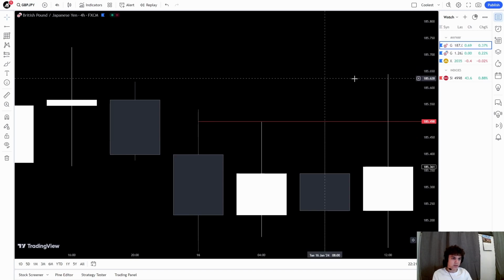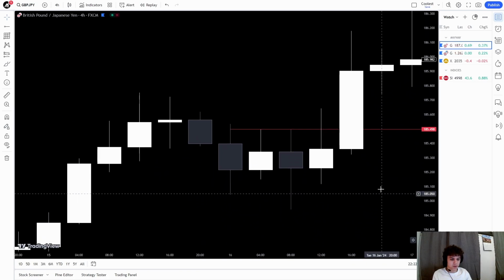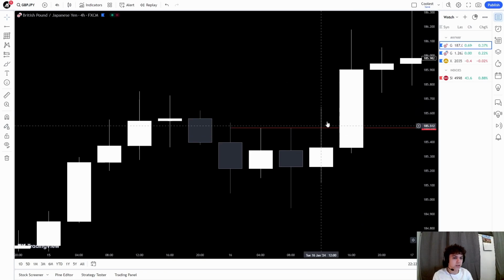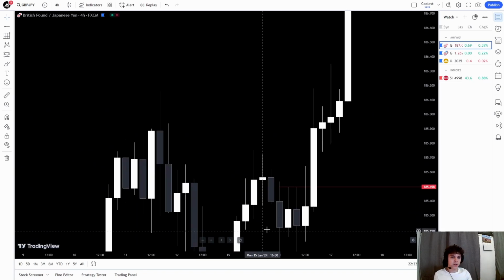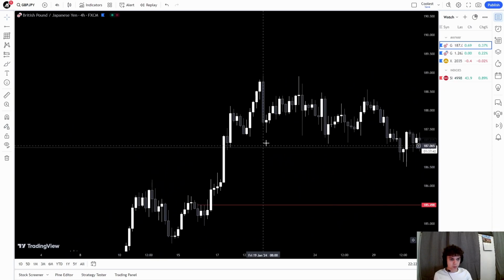This is a wick. This is basically a sweep. But after that, this is a breakout structure because the body closes, not the wick. Not the wick closes above it. The body closes above it. So that's a breakout structure. And as you can see here, we continue up. We rally up.